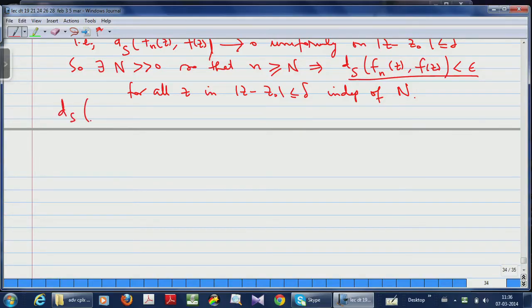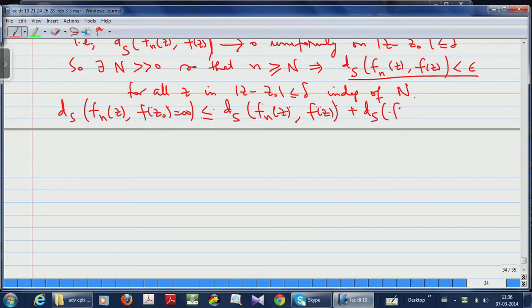I am trying to compare d_S of fₙ(z) and f(z₀), which is infinity. And this, by the triangle inequality, is d_S(fₙ(z), f(z)) plus d_S(f(z), f(z₀)). This I can do. You introduce this f(z) as a third point in the triangle to apply the triangle inequality.